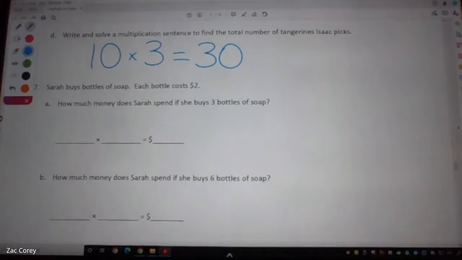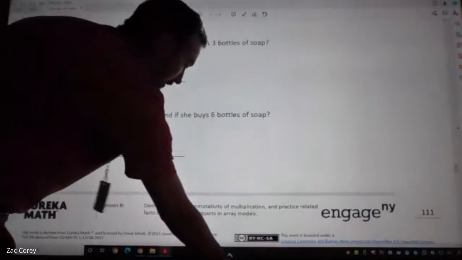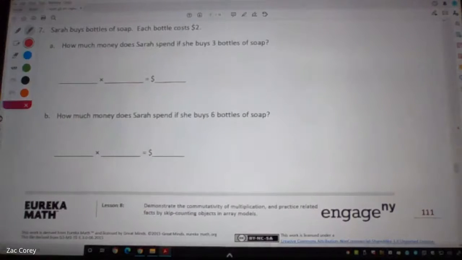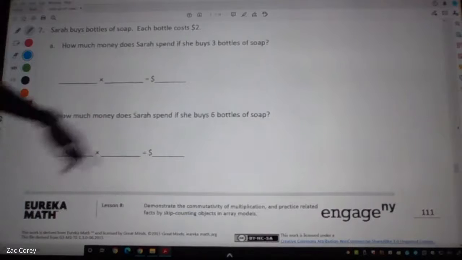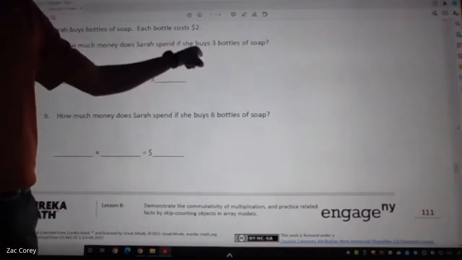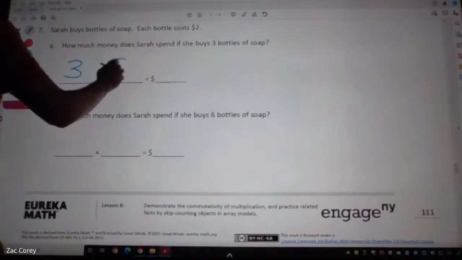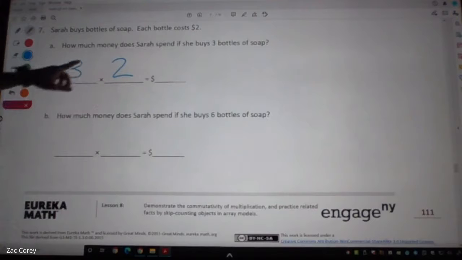All right, last one. Sarah buys bottles of soap. I'm going to scoot this up a little bit so you guys can see. Sarah buys bottles of soap. Each bottle costs $2. All right, so she's buying some soap. Each one costs $2. Letter A, how much money does Sarah spend if she buys 3 bottles of soap? All right, let's find out. So this one, we're talking about 3 bottles. So that would be like 3 groups, 3 rows. We're talking about 3 bottles of soap. So 3 comes first. All right, so 3 times what? Well, each bottle costs $2. So that means we need to count by 2s 3 times.